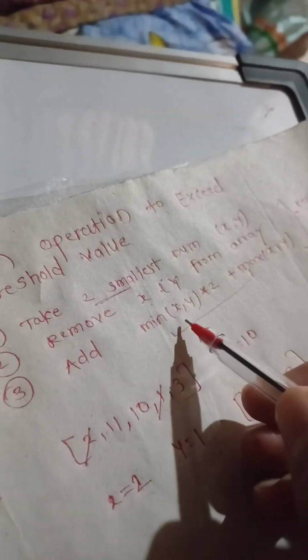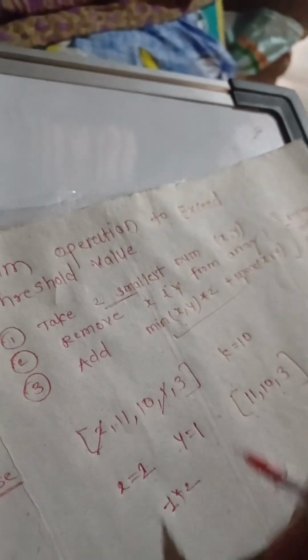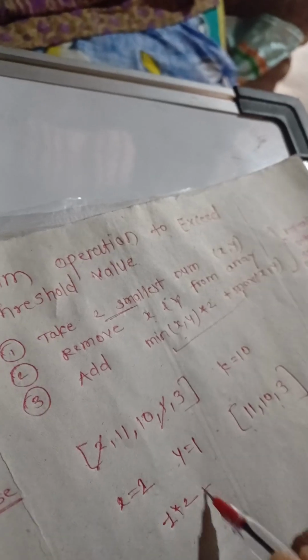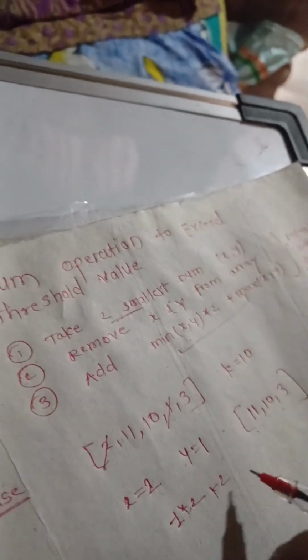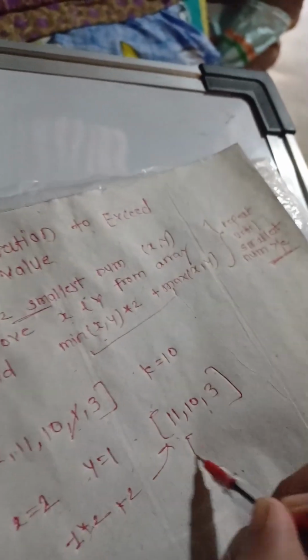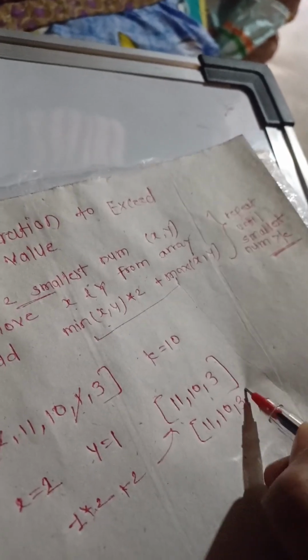And now I have to add minimum of x, y, that is 1, times 2, plus maximum of x, y, that is 2. So 2 times 1 is 2, plus 2, that is 4. So I will add 4 to my array. My array will look like this now: 11, 10, 3, 4, right?